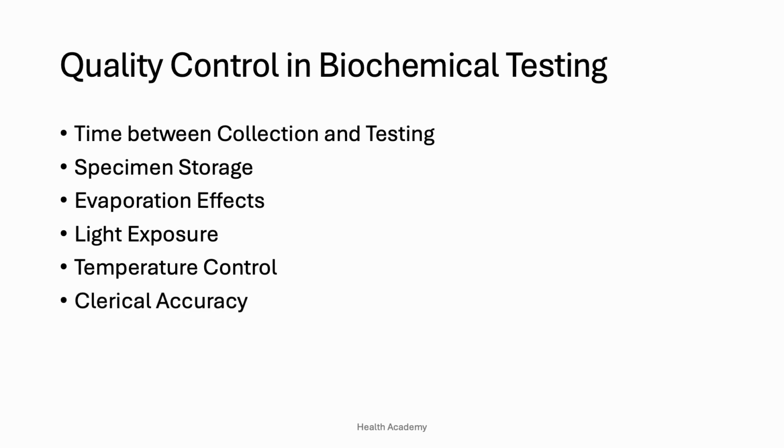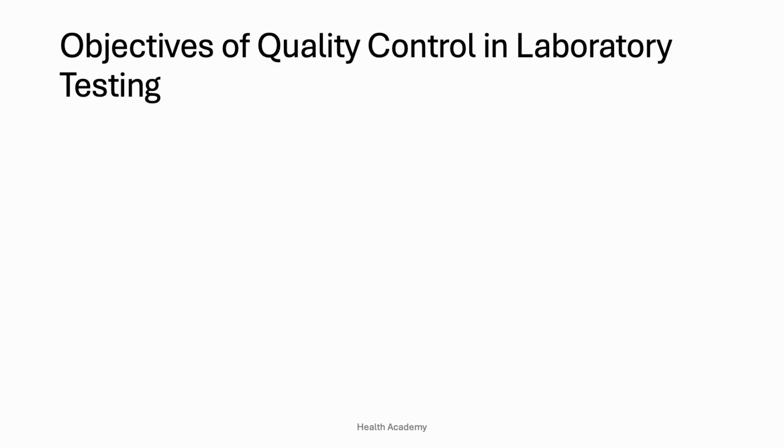Clerical accuracy. Errors can happen at any stage of the process, so meticulous record keeping is essential. By carefully managing these aspects, the integrity of biochemical testing can be maintained, ensuring high-quality, dependable data for clinical decision-making. Objectives of quality control in laboratory testing. Precision and accuracy. Maintain a detailed record of test precision and verify accuracy against known standards.